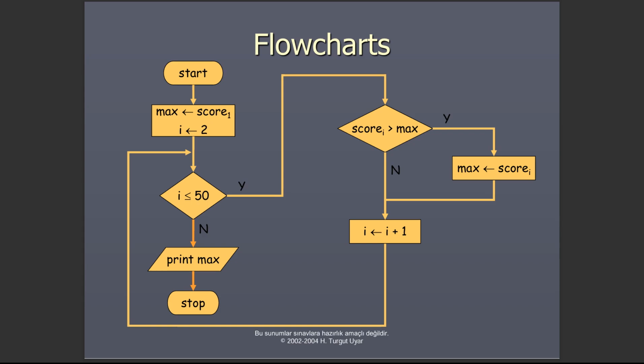If it is, we update max. Then we increase I by 1 and go back to check the next number. If I becomes greater than 50, we exit the loop and print our final maximum value. The arrows show us exactly how the program flows from one step to another.